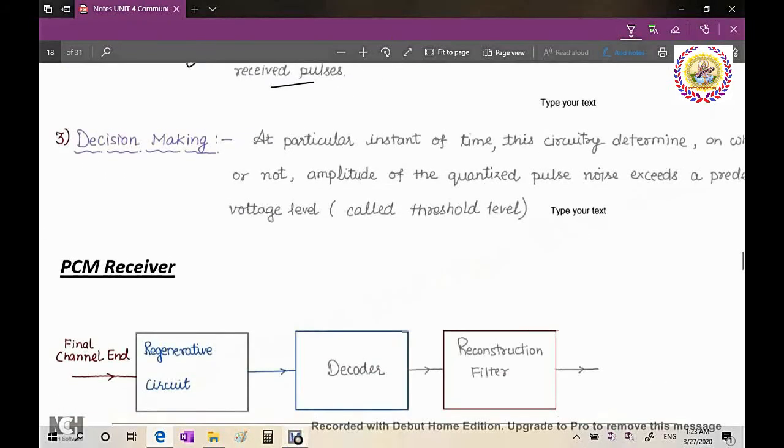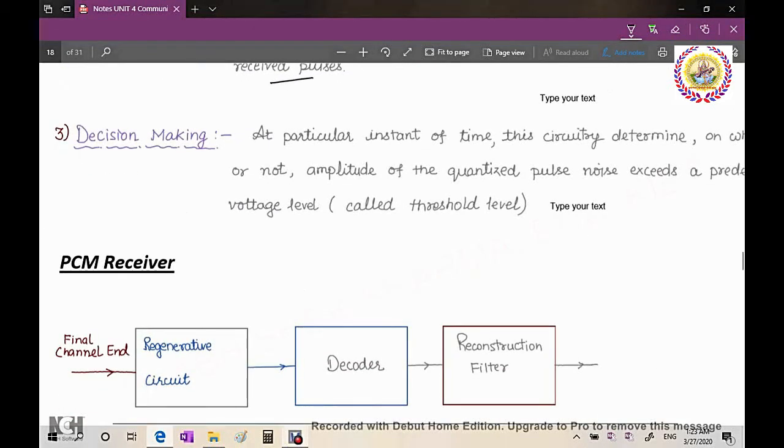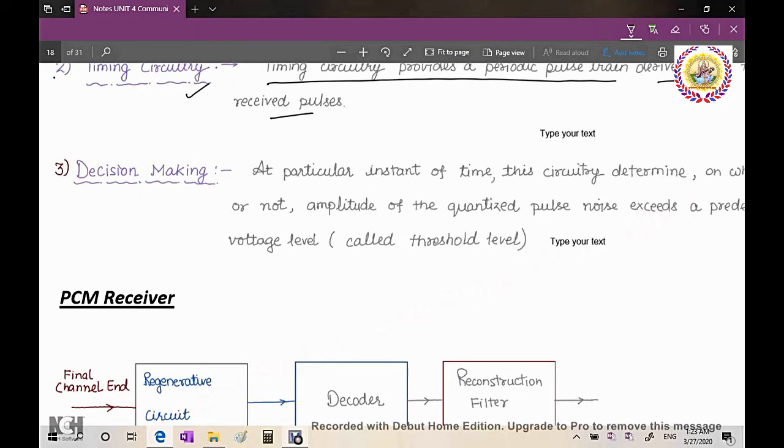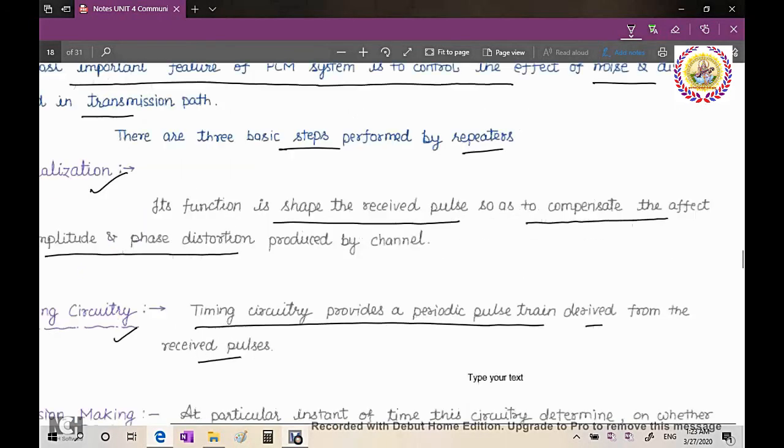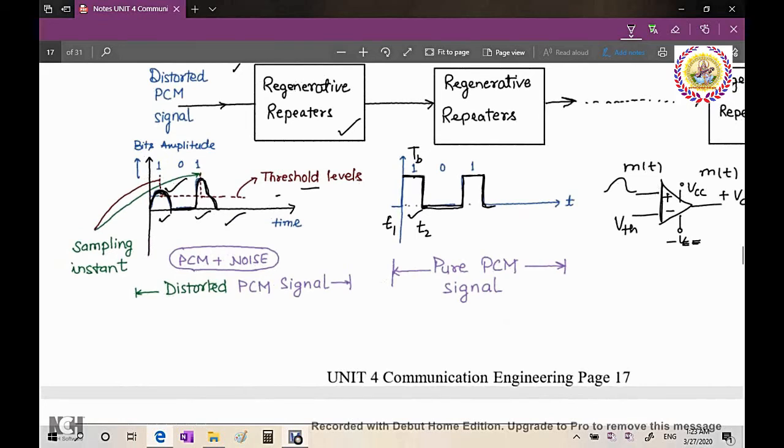Then decision making. For this decision making, at a particular instant of time, the circuitry determines whether or not the amplitude of the quantized pulse plus noise exceeds a predetermined voltage called the threshold voltage. This is your threshold voltage. In this figure I have already told you, this is the threshold level. If the pulse is greater than the threshold voltage, the regenerative repeater represents it by 1, and if the threshold value is greater than the incoming pulse, then it is restored to 0, and so on.